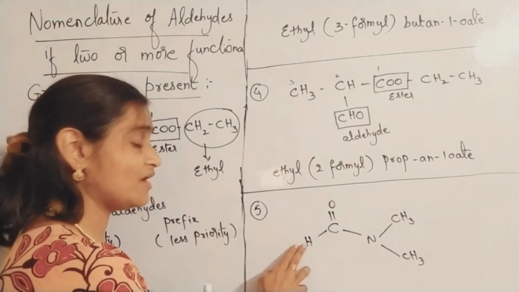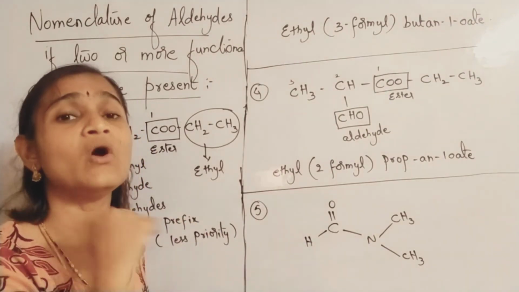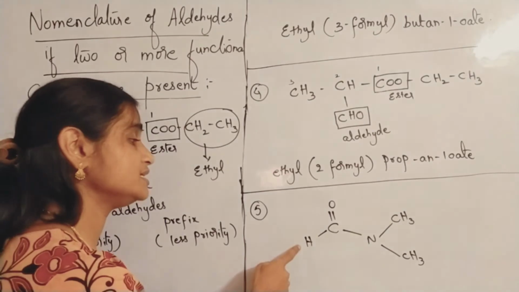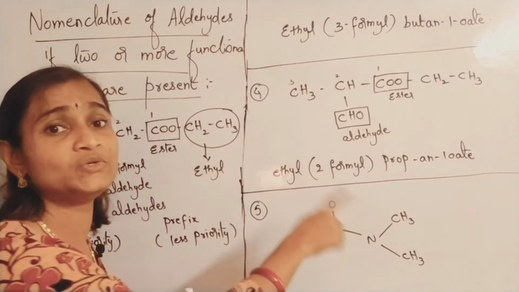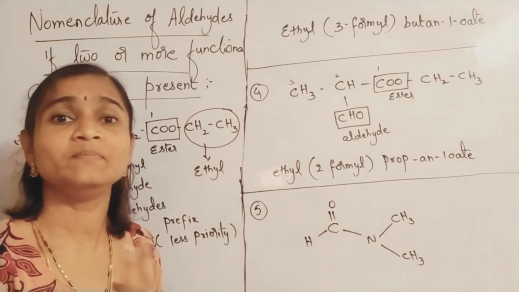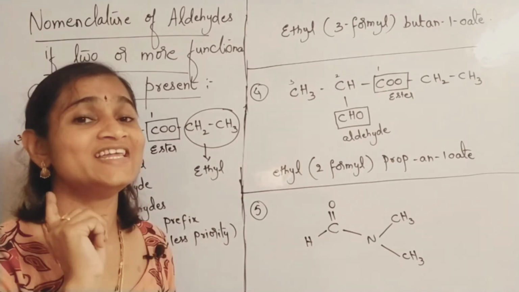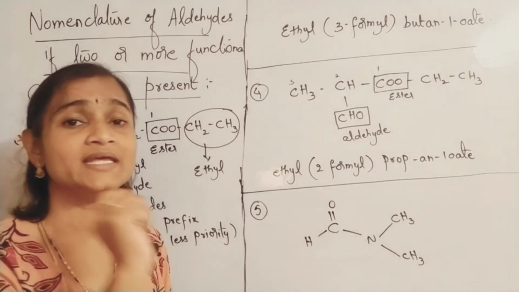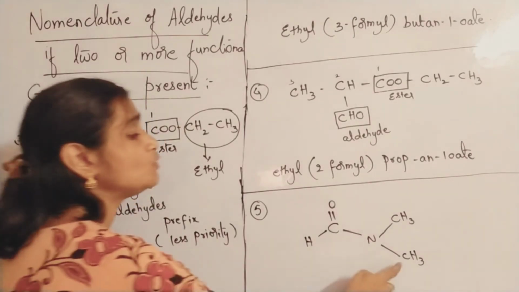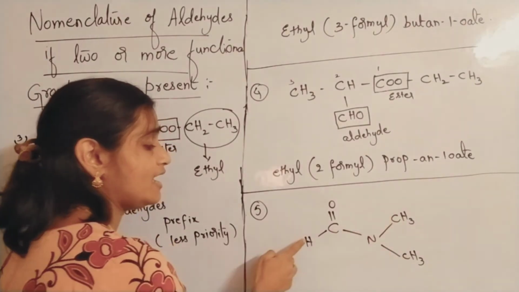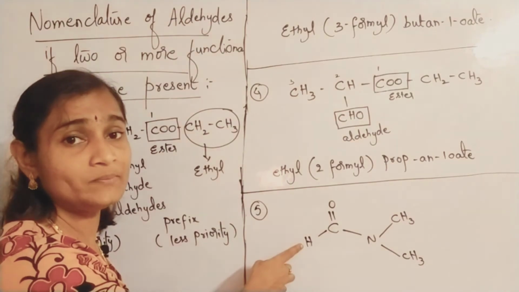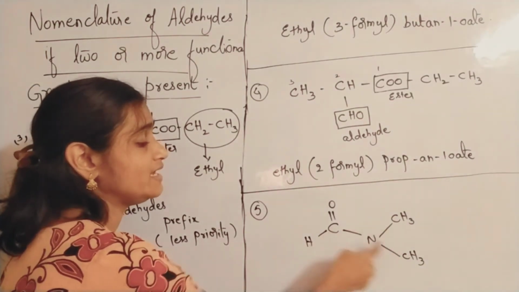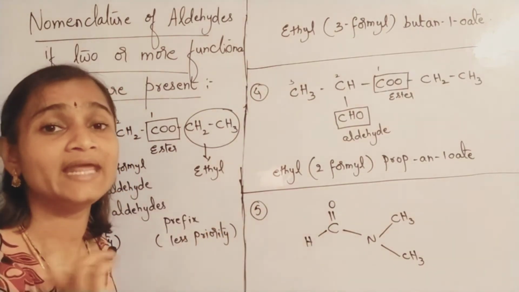Okay, in place of R, you can keep a methyl group or even you can keep a hydrogen as well. Here hydrogen is kept, C double bond O is there. So you people will be thinking that it may be an aldehyde. No, it is not an aldehyde. It is amide. So here 2 methyl groups are there and here an alkyl group is not there, hydrogen is there. So dimethyl formamide is the name of this compound.